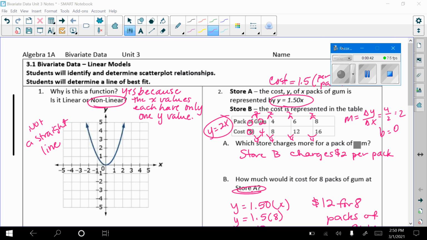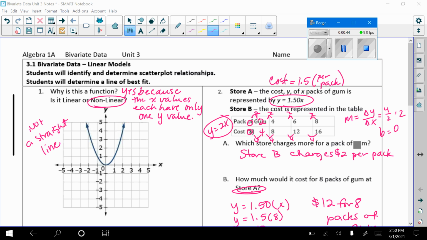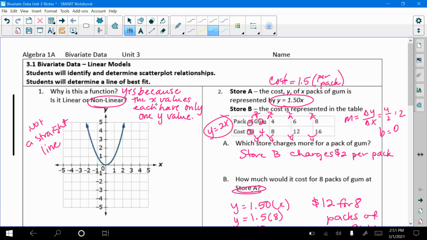All right, so we're going to do a quick explanation of what we have here so far. Number one, is it a function? Yes, because the x values only have one y value. So the x's don't repeat with a different y. And this one is not a straight line, so it is non-linear. Store A and store B over here.